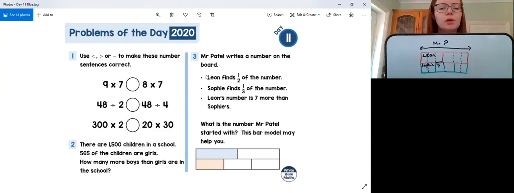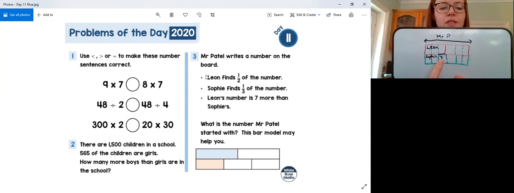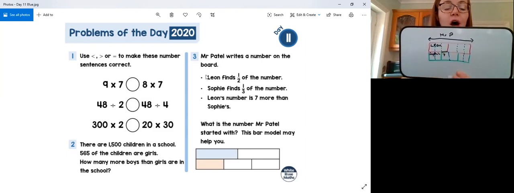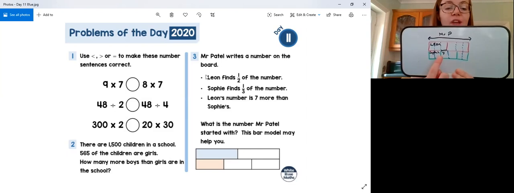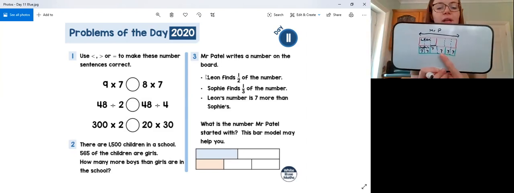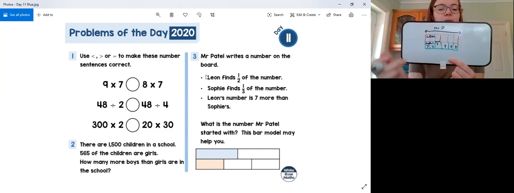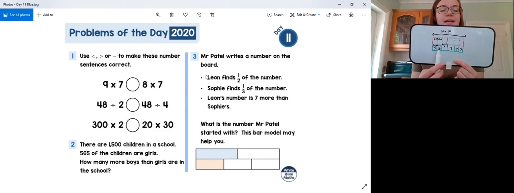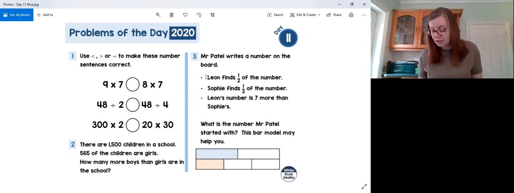Okay, so now I've put some blue dotted lines down. What do we notice about that 7? Or what is the difference between a third and a half? Well, the difference is 1/6, which is the 7 here. So if we know that 1/6 is 7, that means every sixth is 7. So if I label them all with 7 here, what could we do to figure out Mr. P's original number? That's it. We could do 6 lots of, or 6 times 7.